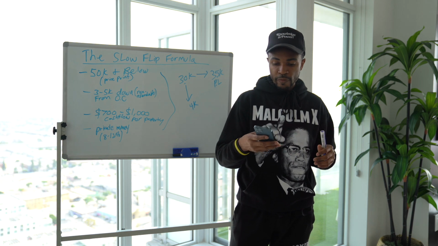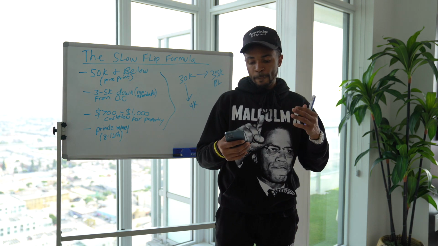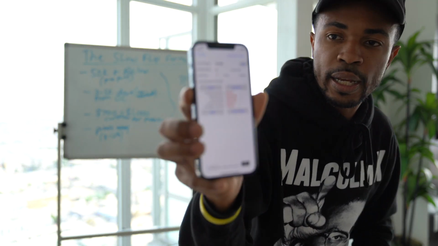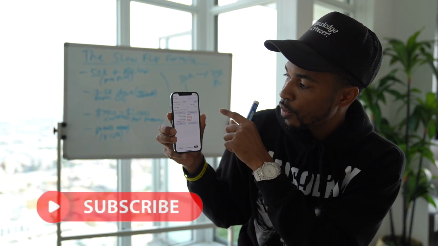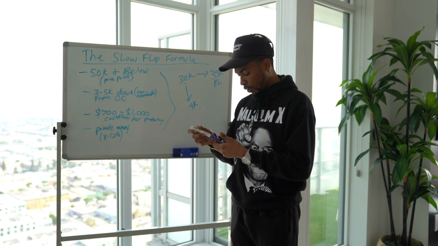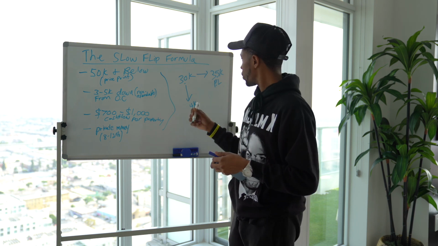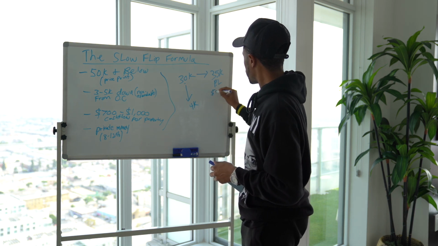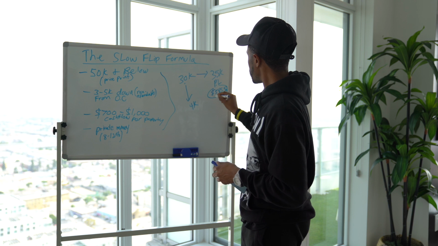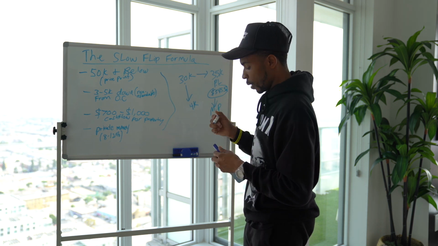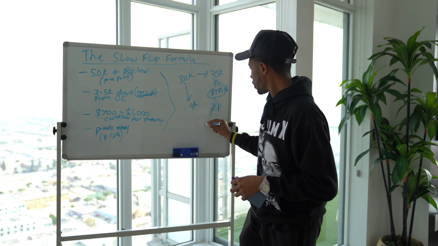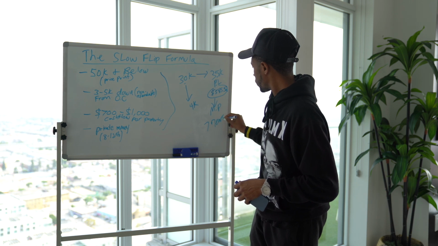So just say I borrowed 35 grand at 8%, 7 years. I don't know if y'all can see that, but it says 35,000, 8%, 7 years. That monthly payment to my lender for those 7 years is going to be $545.52. MP means monthly payment. That's my monthly payment to my private lender for 7 years.